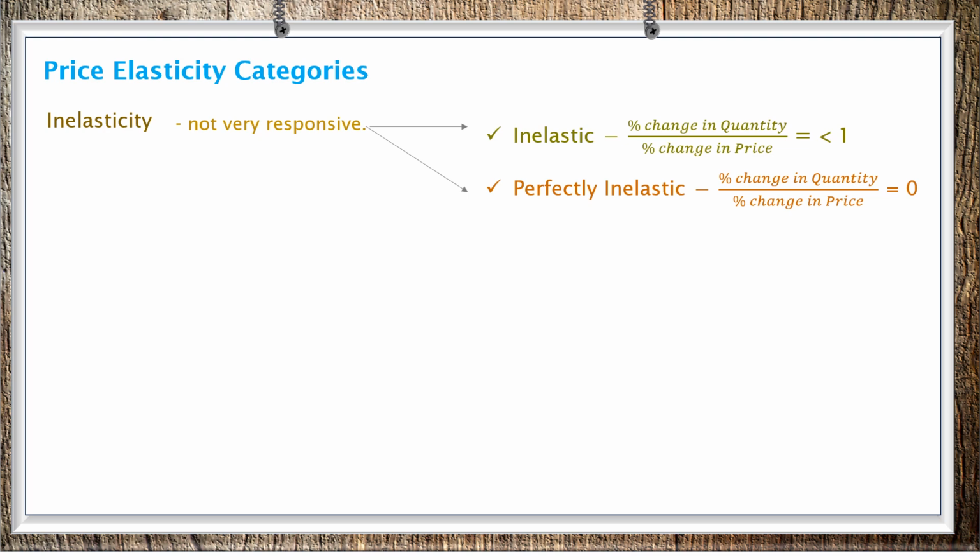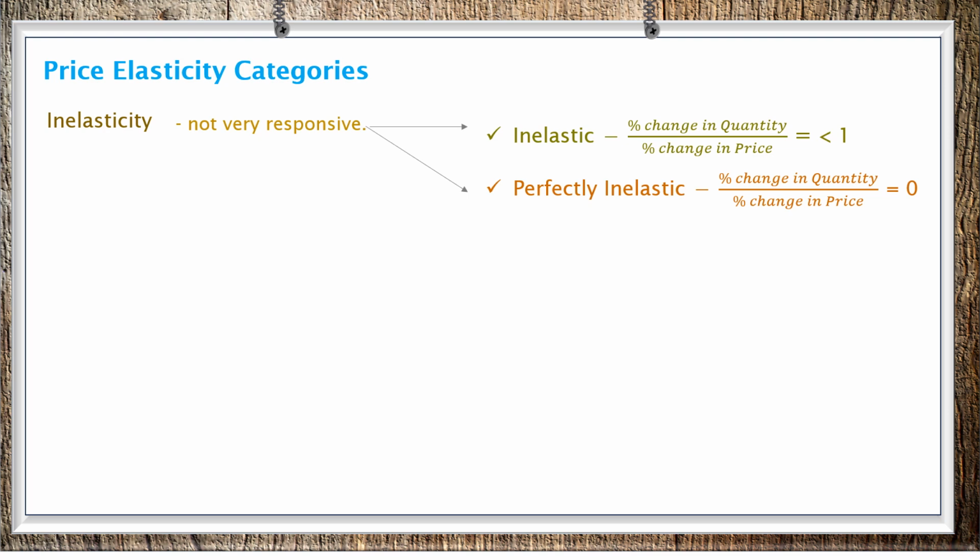An inelastic demand, on the other hand, is one where a given percentage change in price will cause a smaller percentage change in quantity demanded or supplied. So there is very little response. It is also subdivided into two. We have inelastic, whose percentage change is less than 1, and perfectly inelastic, whose percentage change is 0.